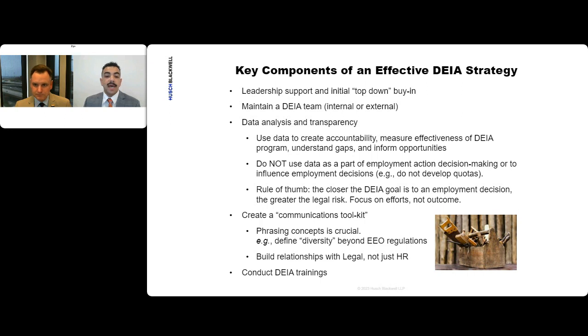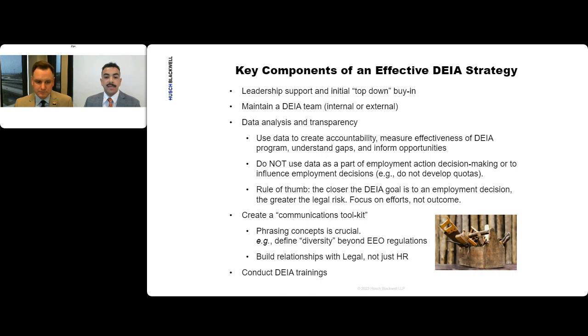Next, having a DEIA team. Developing a DEIA strategy involves a lot of nuance, a lot of expertise, and having a dedicated team better ensures that a company can reach its goals and can have goals that are both measured and calculated and then actually realized.